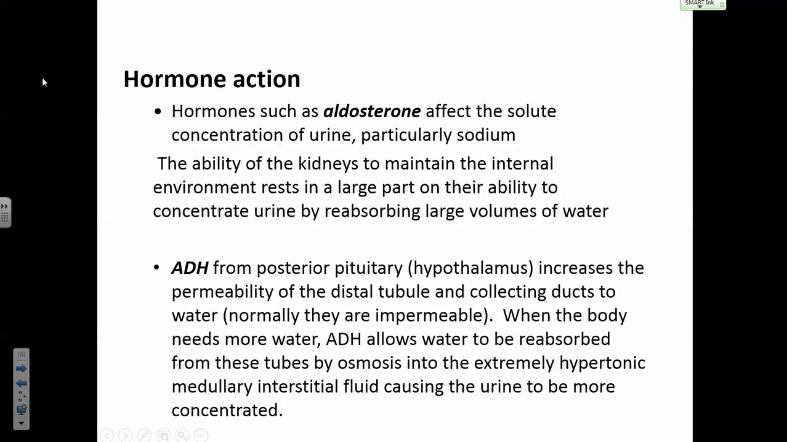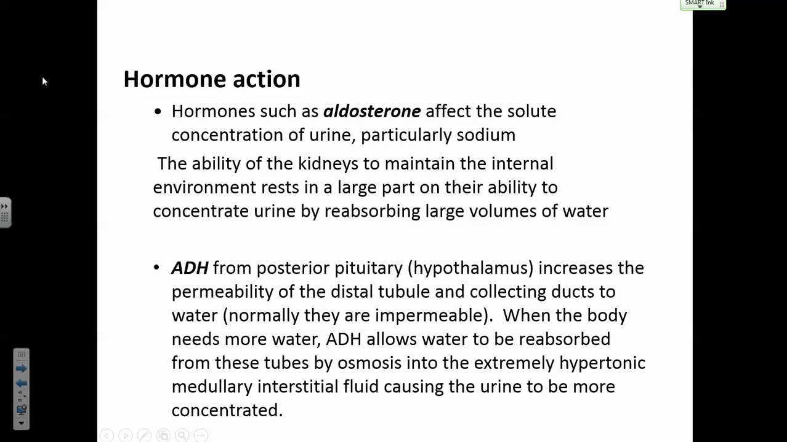All right, and so one of the hormones that helps to regulate the volume and concentration of urine is aldosterone. Do you recall that that is produced at the adrenal cortex? It's a type of steroid hormone. It's not a sex steroid hormone, but it affects sodium levels in the body, and pretty much wherever sodium goes, water's going to follow. So sodium levels and water levels go hand in hand.